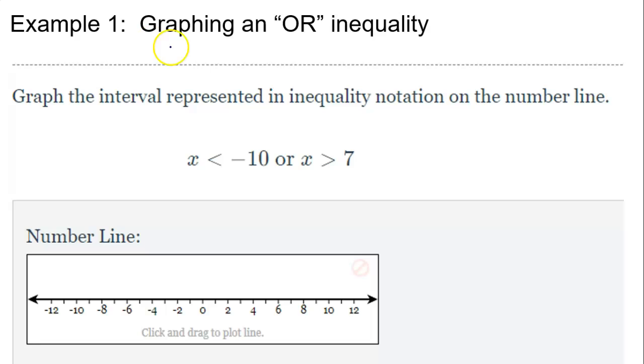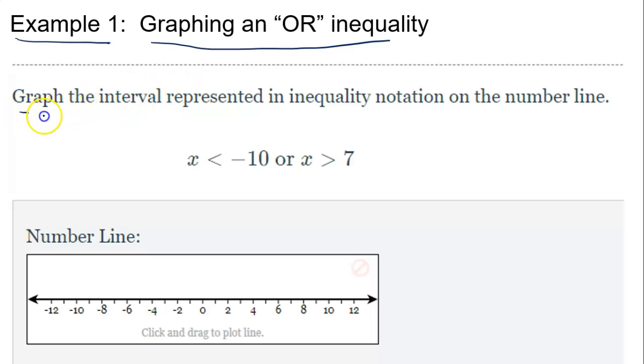All right, let's move on to a new topic. So still within that section where we're taking our notes, we're doing a new example. So you can abbreviate that example 1, but we're no longer talking about real life inequalities. We're talking about graphing an OR inequality. So you need to write the things that I underlined, but it's okay to abbreviate. The directions here say to graph the interval represented in inequality notation on the number line.